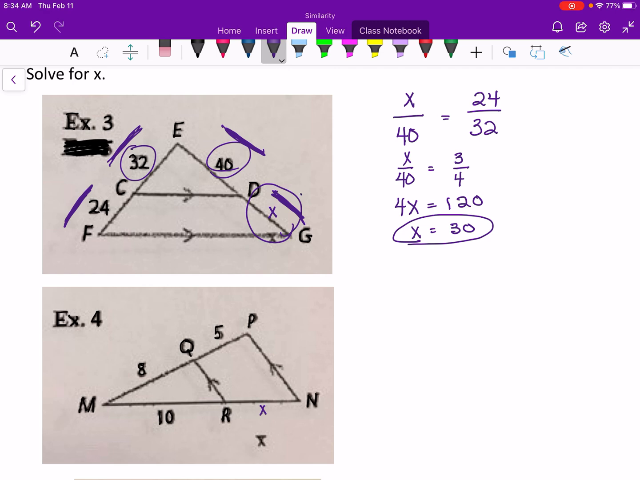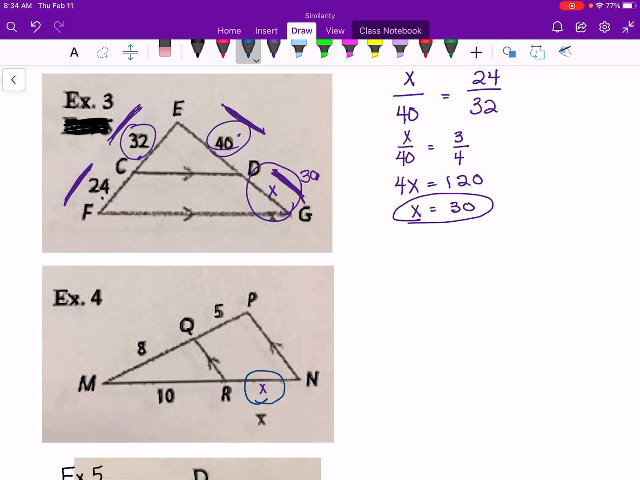Never hurts to make sure things make sense. Notice the 32 is larger than the 24, so the 40 should be larger than the length from D to G, and it is. 40 is larger than 30. So the answer that we got made sense. Let's try another one.